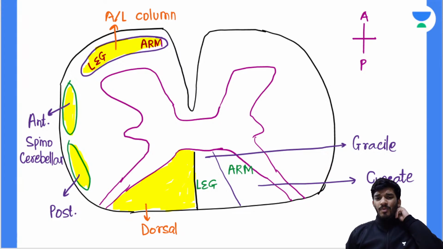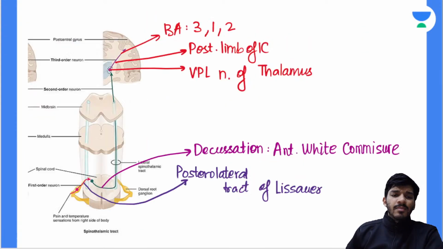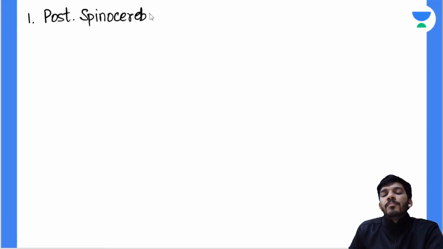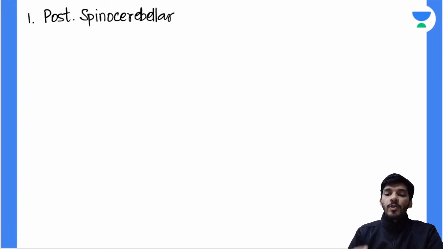Okay, relatively less important when it comes to writing your answers, but we have to be fully aware. So first, let's write about the posterior spinocerebellar tract. Since this is spinocerebellar, it is going to go to the cerebellum, and the cerebellum receives all the unconscious processing, especially related to balance, so related to proprioception.